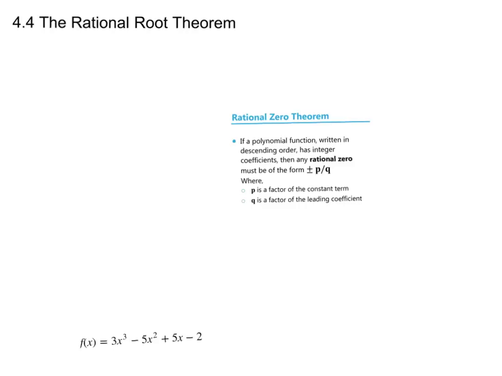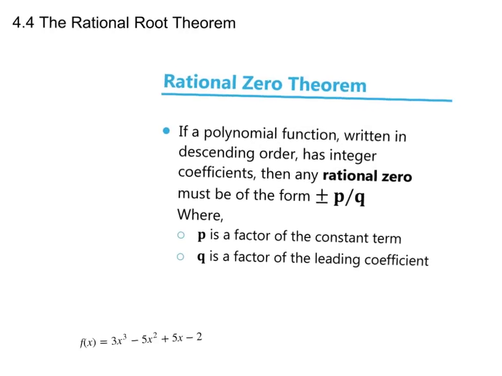Okay, so rational root theorem. It's also known as the rational zero theorem because, don't forget, roots and zeros are synonyms. They mean the exact same thing. Okay, so call it a root, call it a zero. It does not matter. Alright, well, what does this tell us?